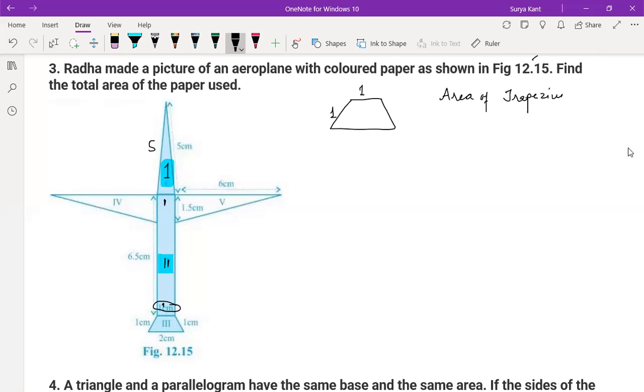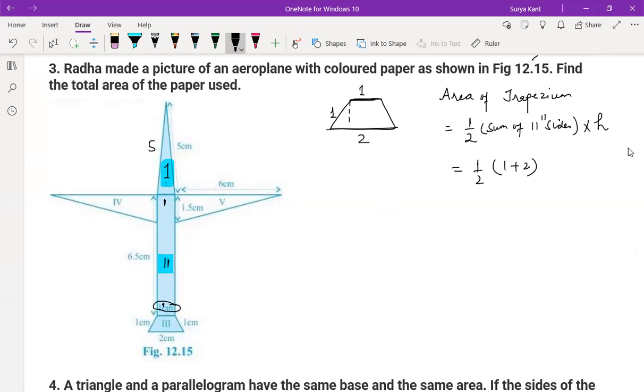Sir, it's half into distance of parallel sides. I forgot. Something like that. I half guess: half into the sum of parallel sides into the distance between them, into height, or you can say distance between them, which you can write better. So which is the parallel side? This one and this one are the parallel sides. The 1 and 2, you know, half and sum of parallel sides, that is 1 plus 2, correct?